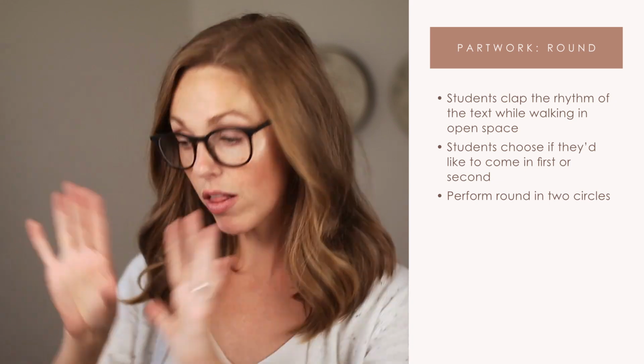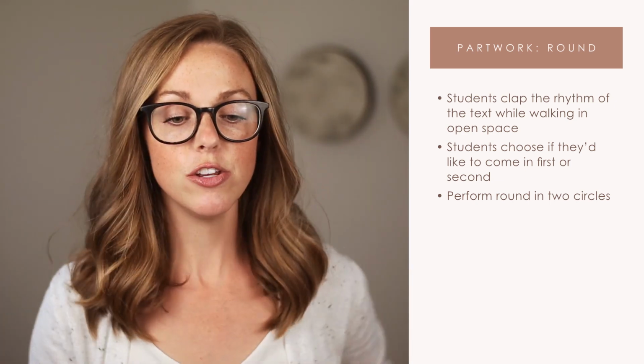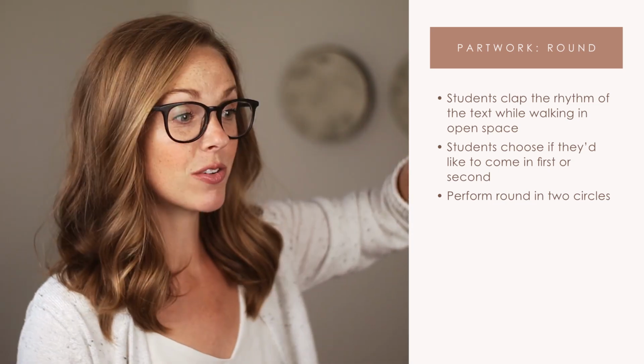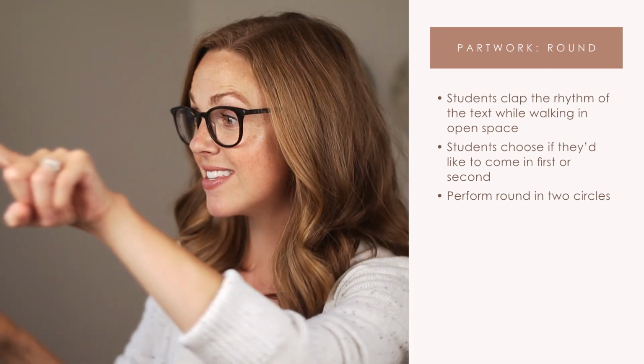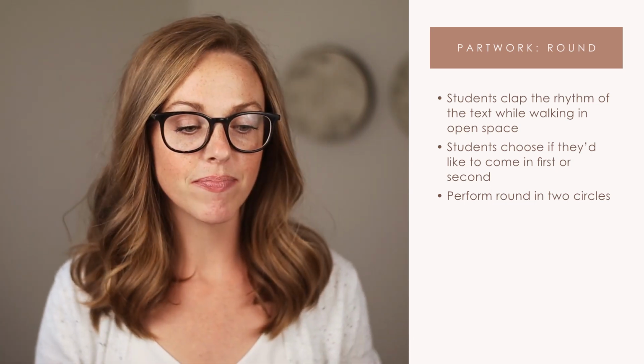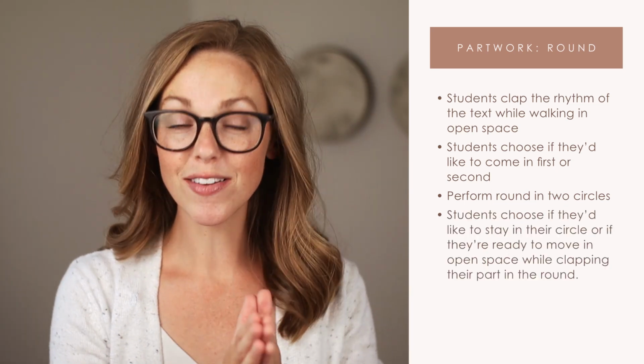If you wanted to come in second, all of those people get in one circle. And then you just have them speak the text in a round. One, two, this circle goes two, four, six, second, two, four, six, eight. And you do it in a round like that. Okay, so after that, if that goes well, students can choose.